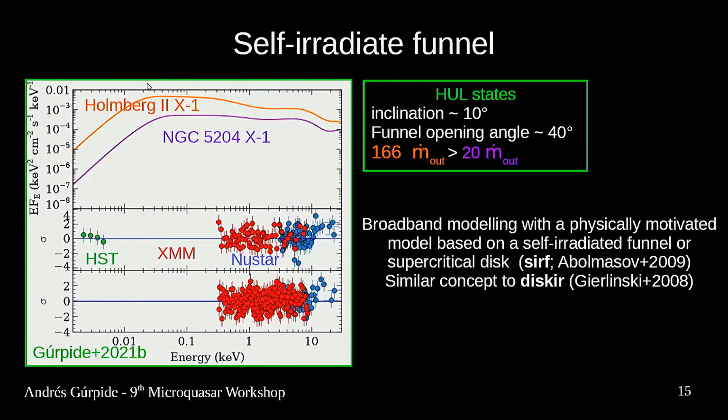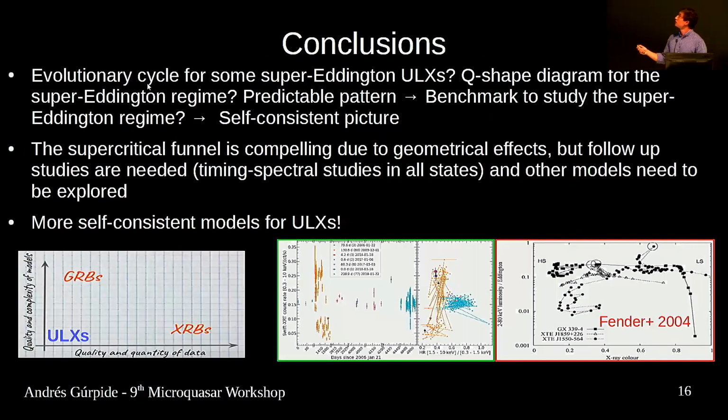For those of you who work on X-ray binaries, it's like the disk irradiation model, but for super-Eddington accretion. And the key takeaway is that we could model these two sources as having a rather low inclination angle and a wide open funnel, and then perhaps explain the brightness and softness of Holmberg II X-1 as having a higher accretion rate or ejection rate.